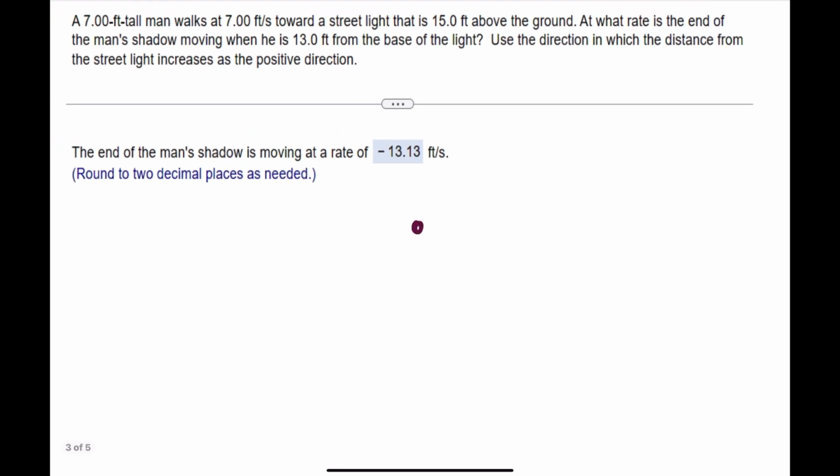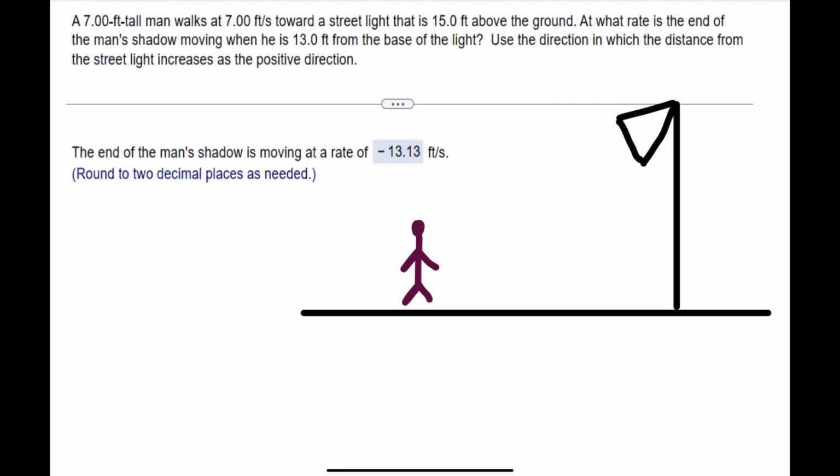So a 7-foot tall man walks at 7 feet per second towards a street light. So a street light, how do I do that? Okay, street light. Let's make sure this is the ground, so we all know that's the ground. And let me pull the man all the way down. Good. And the street light is 15 feet above the ground.